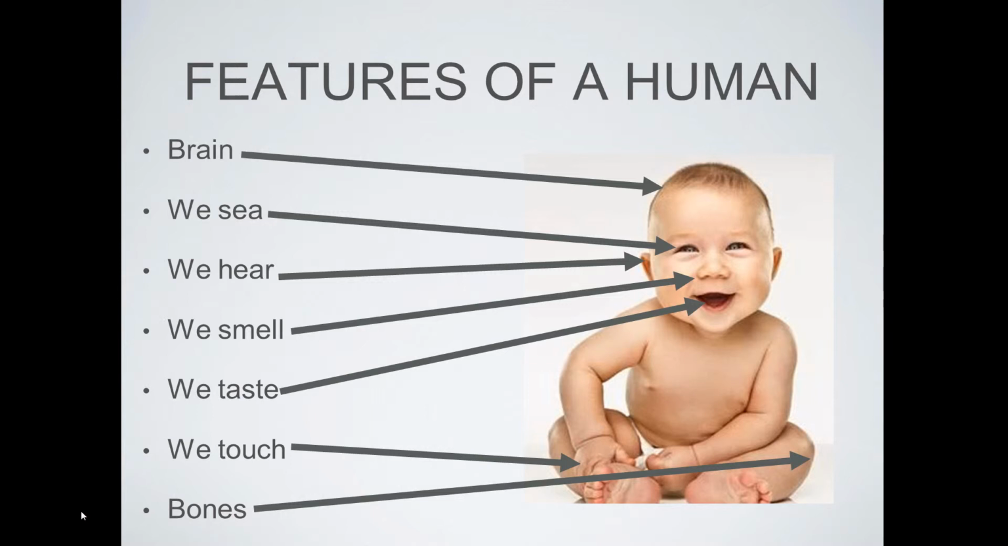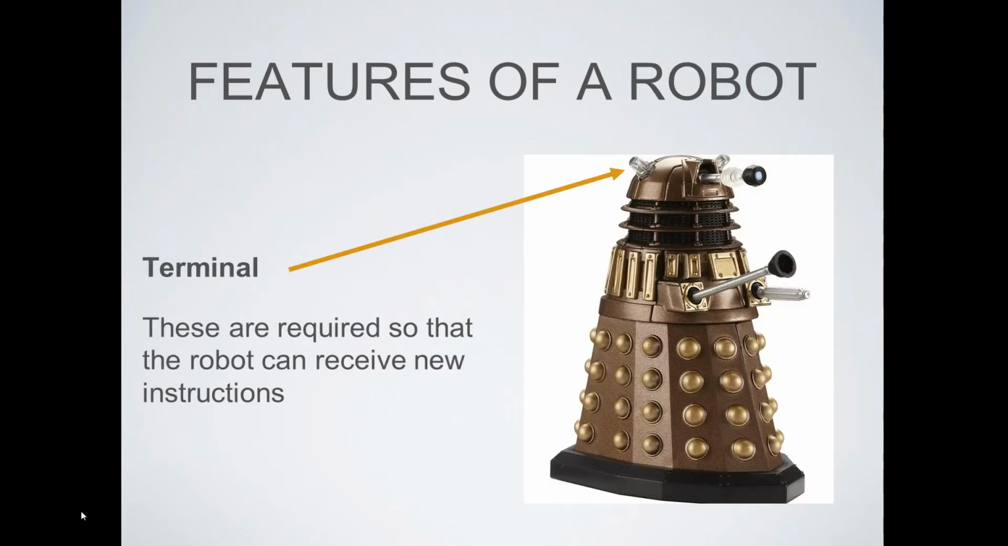But what about the features of a robot? Do robots all have all of these features? Not quite. So, we're going to now learn about the features of a robot. Now, this is a robot. You might recognise this robot. Does anybody know what TV program it's from? Does anybody know what it's called? It's from the TV program Doctor Who, and it's called a Dalek. And this is a robot. We're going to identify some of the features of this robot.